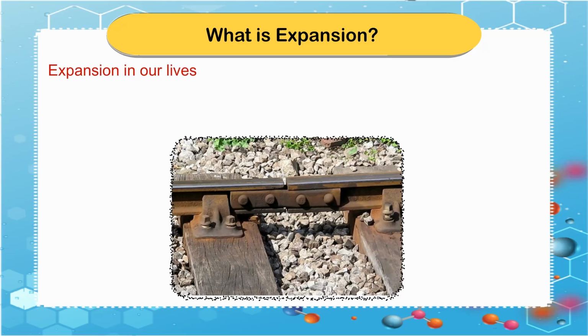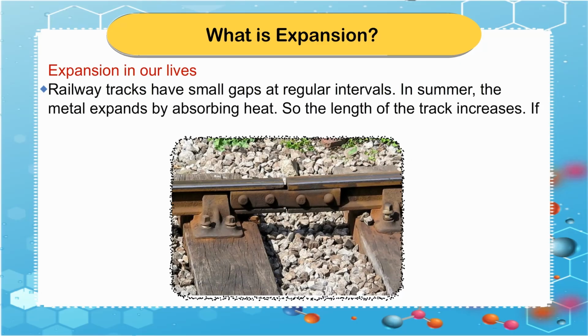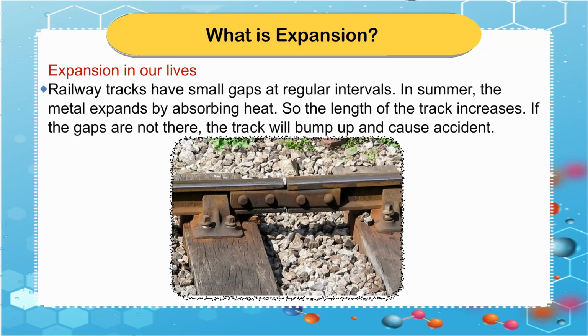Expansion in our lives. Railway tracks have small gaps at regular intervals. In summer, the metal expands by absorbing heat. So the length of the track increases. If the gaps are not there, the track will bump up and cause accident.